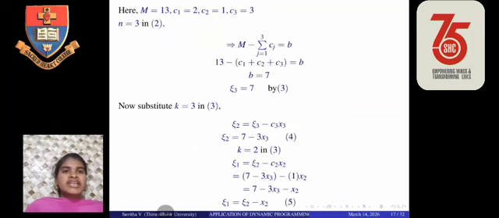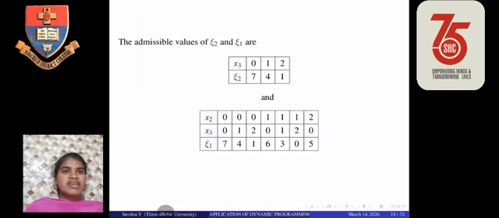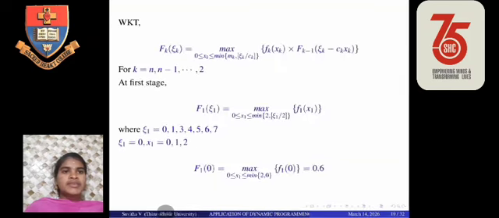Here we substitute n equal to 3 in equation 2. We get psi3 equal to 7. We substitute k equal to 3 in equation number 3. We get psi2 equal to 7 minus 3x3. If we substitute k equal to 2 in equation 3, we get psi1 equal to psi2 minus x2. The table represents the admissible values for psi2 and psi1. We get these values by substituting the values for x1, x2 and x3 in the equations of psi1 and psi2.